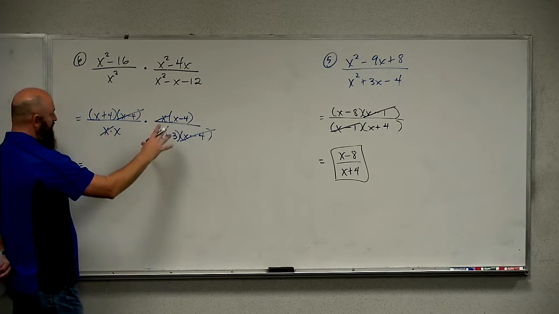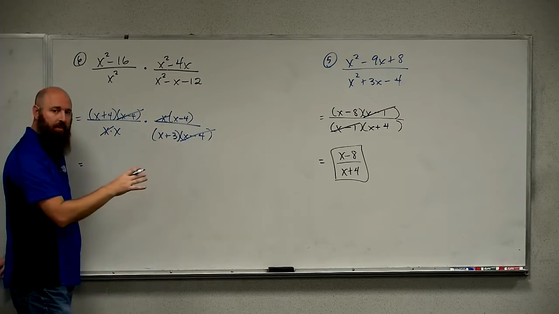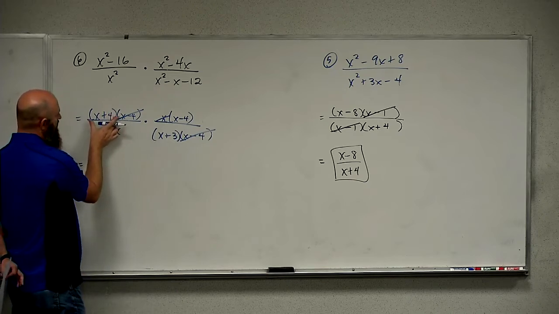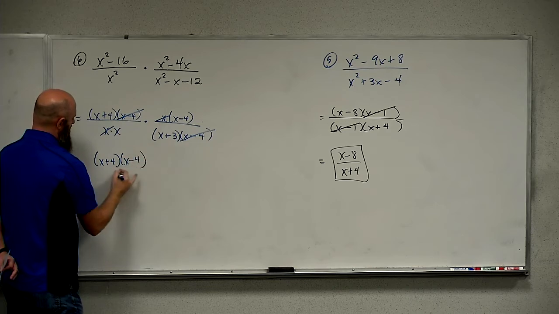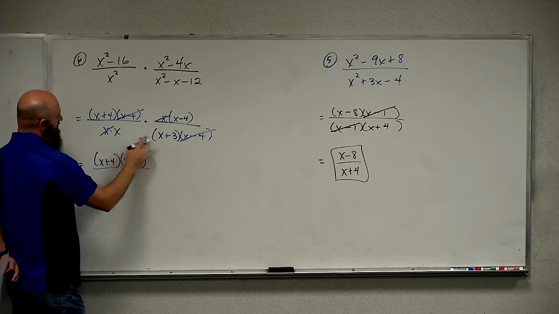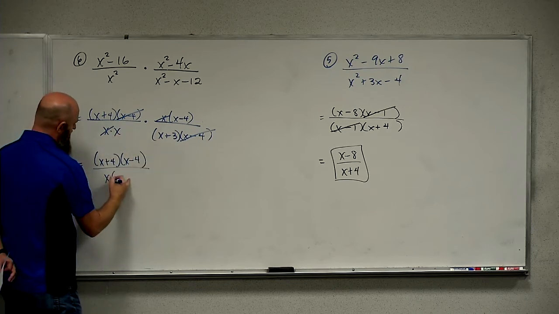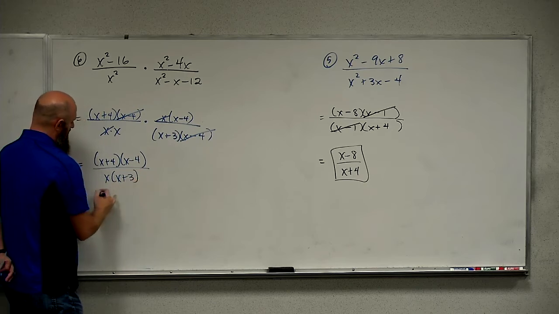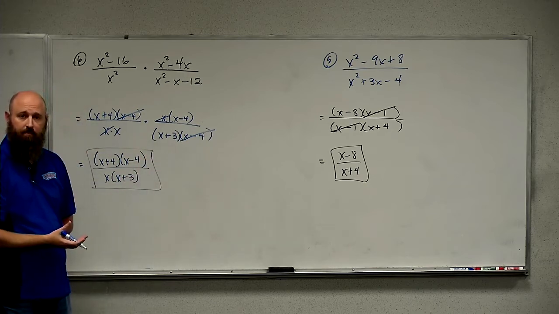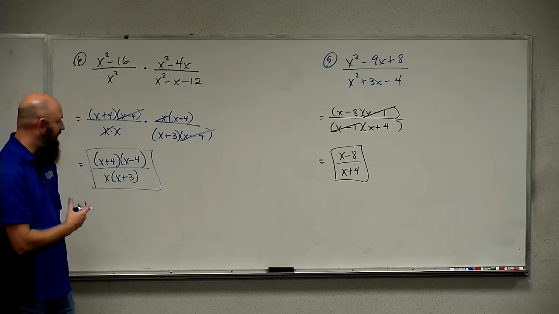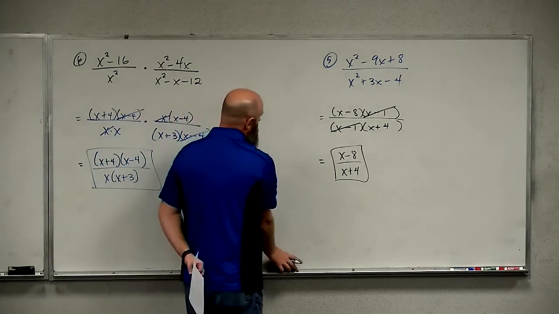All right, so we just rewrite it. We don't need to multiply anything back out. So what I have left on top is an x plus 4 and an x minus 4. And then on bottom, I have an x and an x plus 3. And again, I don't need to multiply that out. Go ahead and leave it, okay? But we've simplified it as much as we can.